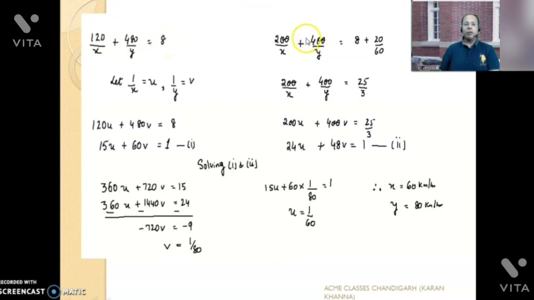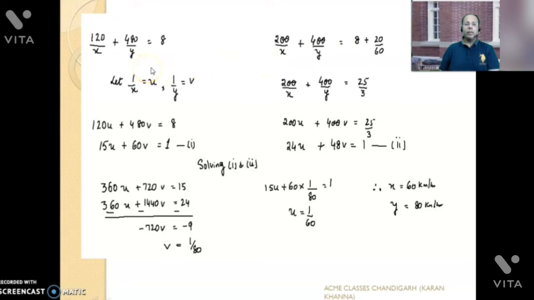In the second scenario, where he travelled 200 kilometers by train, time taken by train is 200 upon x, time taken by car is 400 upon y, and the total time given is 20 minutes more. Now everything here is in hours and kilometers per hour, therefore the minutes also have to be converted into hours. If you write 8 plus 20, it will become 820 hours. So minutes have to be converted to hours to keep both sides of the equation on the same level. So how do you convert minutes to hours? By dividing by 60. So now you have 2 equations formulated.